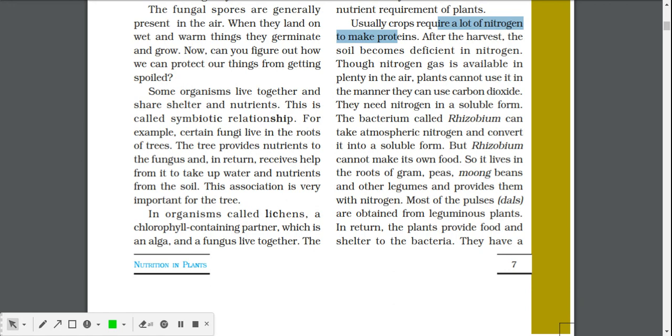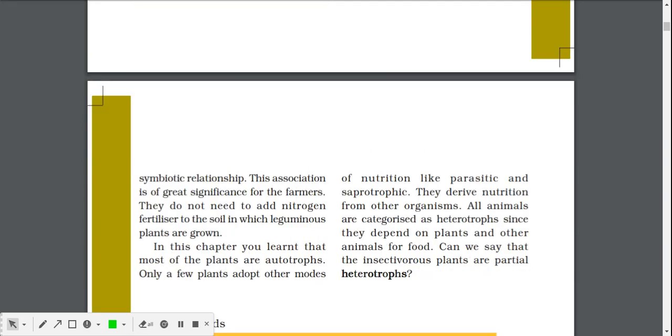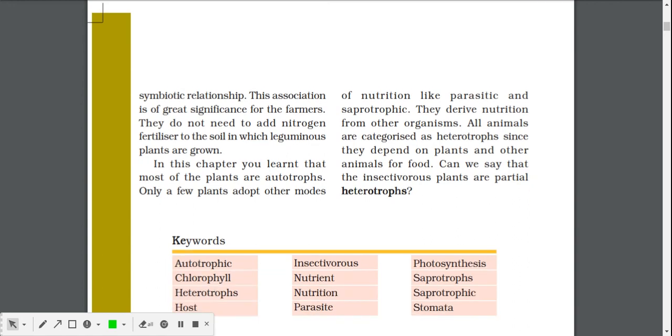It lives in the roots of gram, peas, moong, beans, and other leguminous plants and provides them nitrogen. Most of the pulses are obtained by the same process. So they also have a symbiotic relationship between them. This association is of great importance for the farmers. They do not need to add nitrogen fertilizer to the soil in which leguminous plants are grown. In the case of leguminous plants, the rhizobium is already present, so there is no need to add nitrogenous fertilizers.